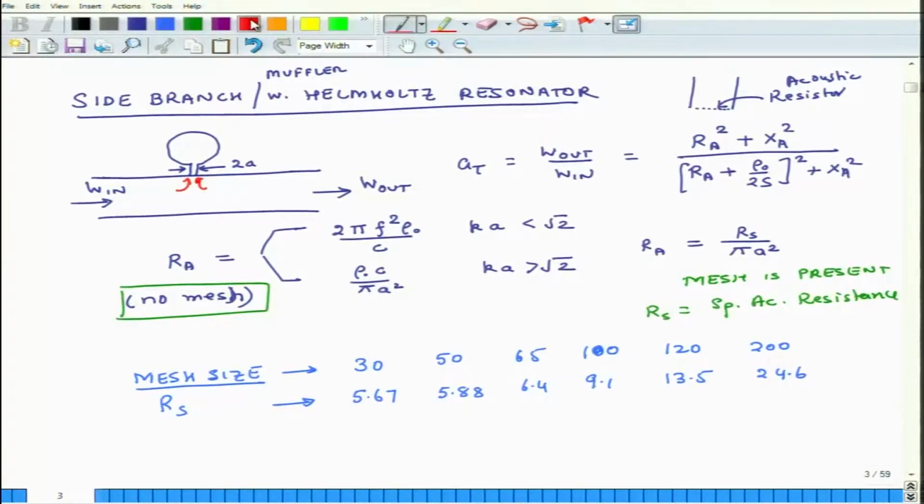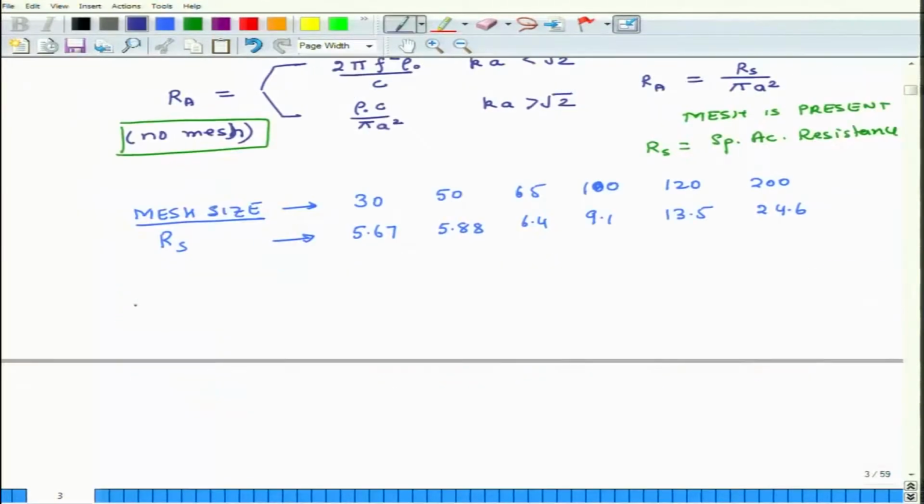Now, we know how to calculate R A, we also have to find X A. X A is the reactance. So, X A is acoustic reactance, and that is equal to 2 pi f M A minus 1 over 2 pi f C A, and we had defined these terms M A and C A. M A is the acoustic mass, C A is the acoustic compliance.